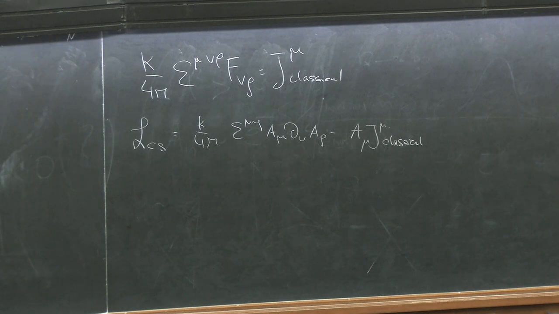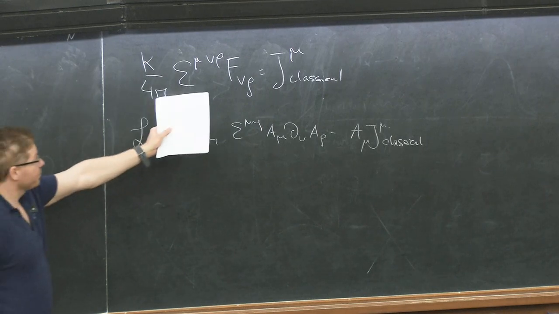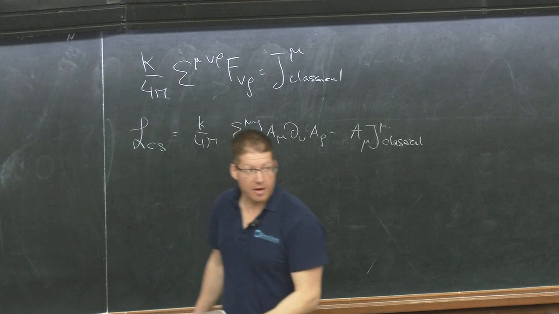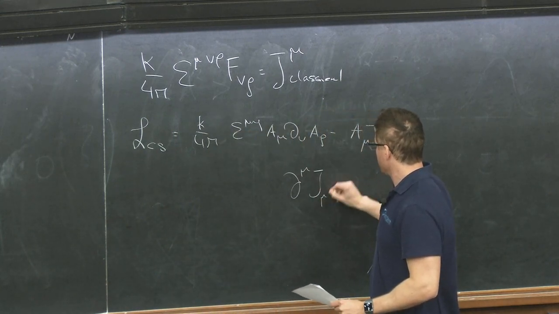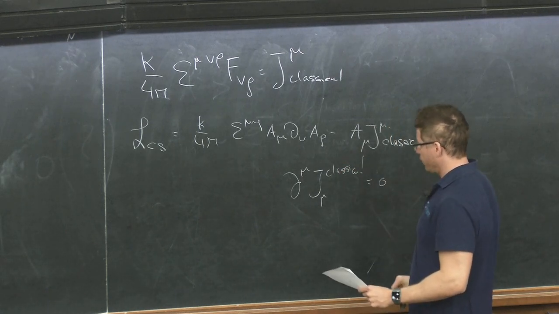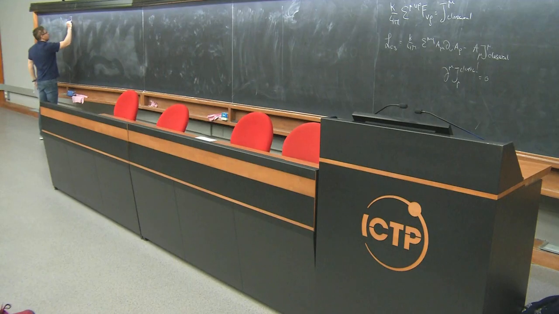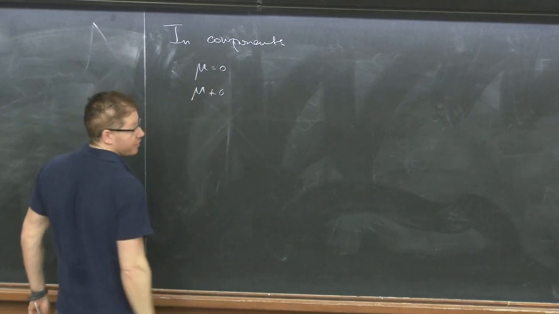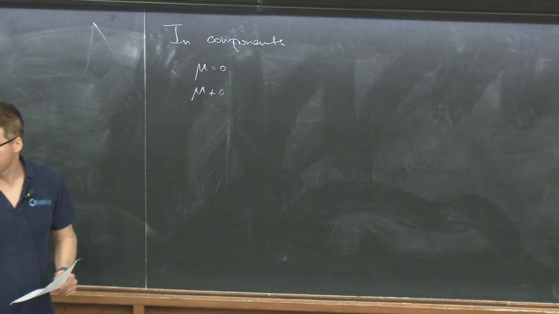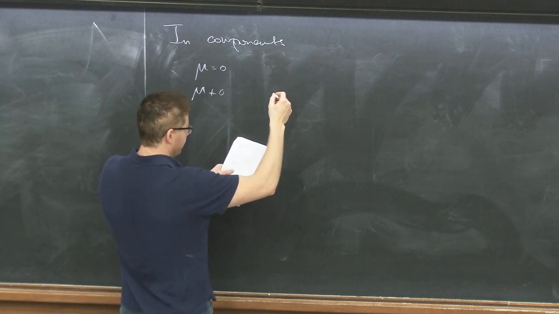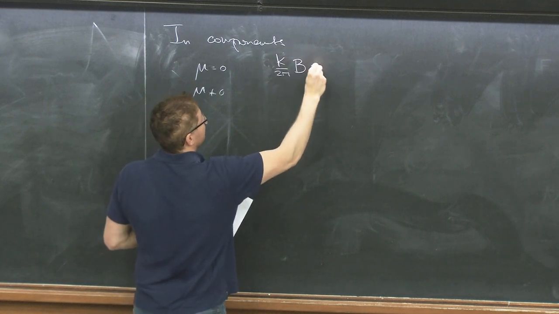Now, notice that the Bianchi identity, which is a necessary property of the field strength, is implemented here by the conservation equation for the classical source. So even though J mu is a classical source, it must obey the continuity equation. Like any other classical source in electromagnetism, it must obey the continuity equation, otherwise the system is inconsistent. Okay, so if you write these equations in components, so, I mean, if you just write the mu equals zero and mu not equal to zero components of this relativistic equation of motion, what you find is that the magnetic field, K over 2 pi B, is given by the charge density.